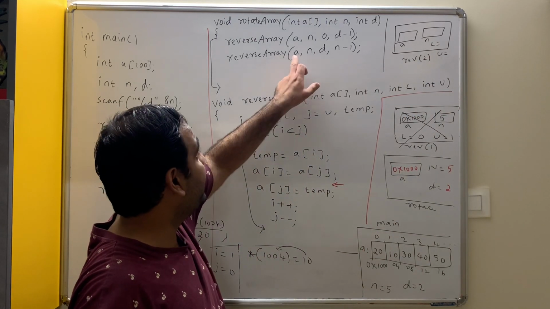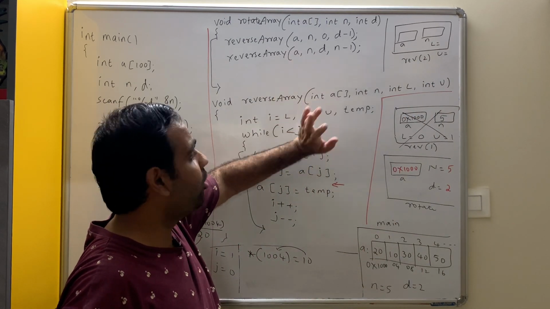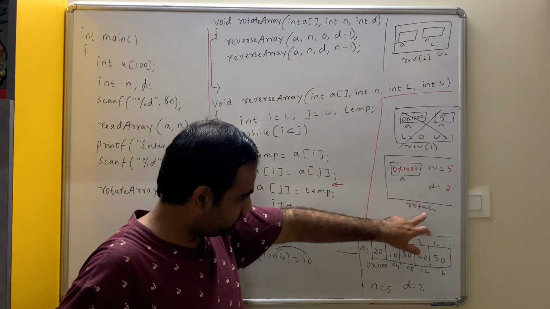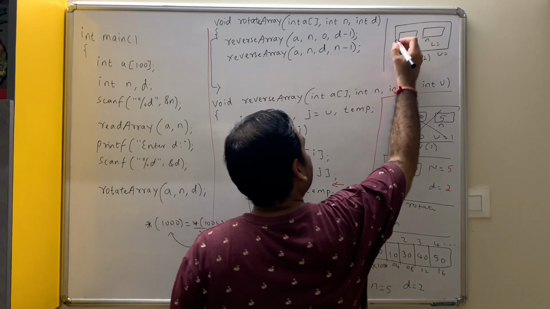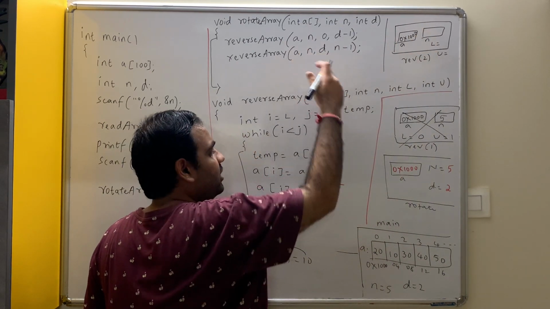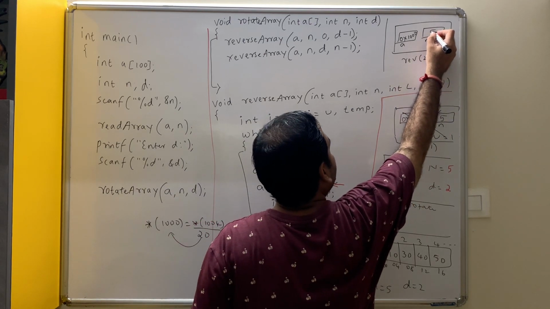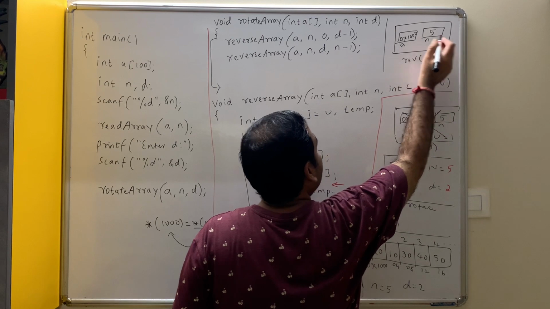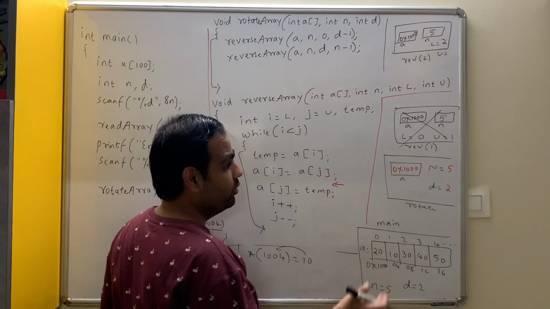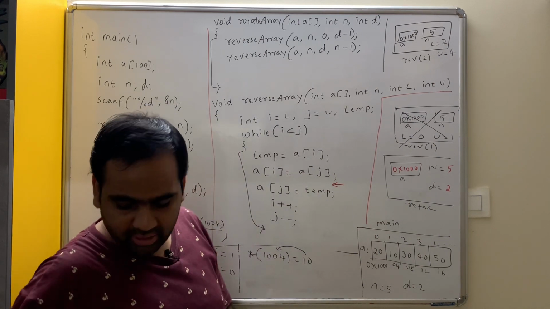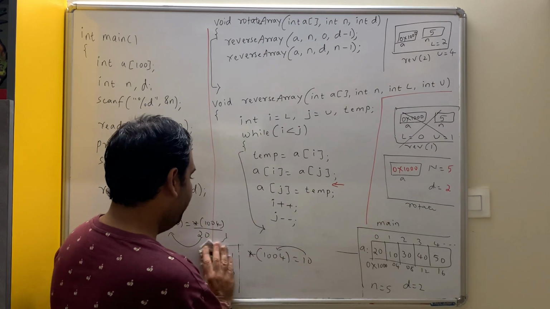Now what will happen? A from rotate array will be copied to A in reverse array. Now what is the value of A in rotate array? It is 1000. 1000 is copied over here. What is the value of N in rotate array? It is 5. 5 is copied here. D is copied to L. What is the value of D? It is 2. N minus 1 will be copied to U. What is N minus 1? 5 minus 1 is 4. Is that okay?